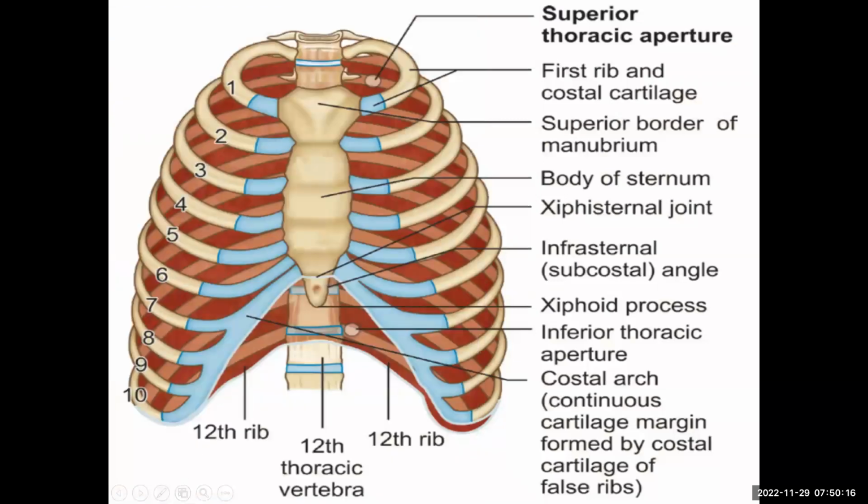Here is the upper opening, which is called the superior thoracic aperture, and here is the inferior thoracic aperture. The boundaries of the superior thoracic aperture are formed anteriorly by the upper border of manubrium sterni, laterally by the first rib and its costal cartilage, and posteriorly by the first thoracic vertebra. These are the boundaries of the superior thoracic aperture or inlet of thorax.